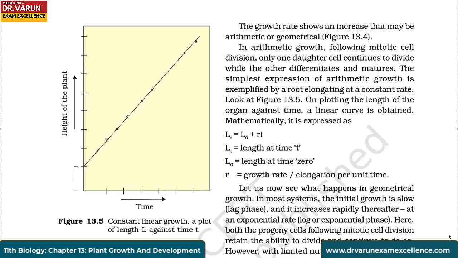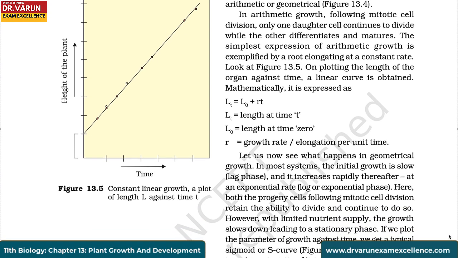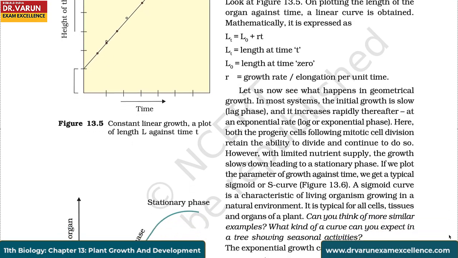In arithmetic growth, following mitotic cell division, only one daughter cell continues to divide while the other differentiates and matures. The simplest expression of arithmetic growth is exemplified by a root elongation at a constant rate. Look at figure 13.5. On plotting the length of the organ against time, a linear curve is obtained. Mathematically, it is expressed as Lt = L0 + rt. Lt is length at time t, L0 is length at time 0, r is the growth rate or elongation per unit time.